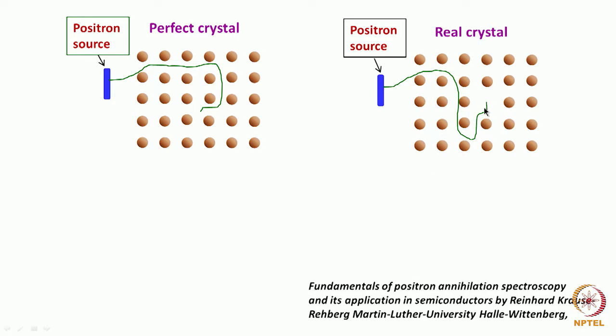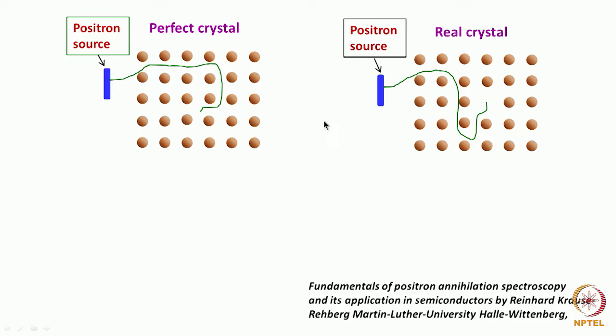If there is a defect present, what is a defect? This is a region where otherwise there would have been a positive ion. When the positive ion has been removed, the electron distribution is mostly in the regions in between, and in this region, when the defect is there, some electrons will try to come, but the density is going to be very small.